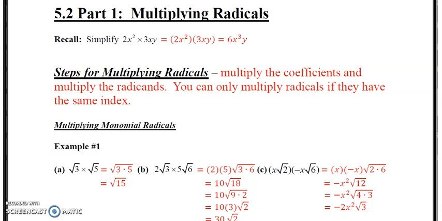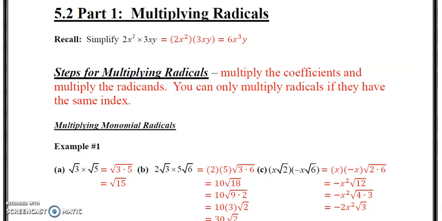Let's recall back to when you first started to multiply variables. Remember, when we have different variables, we multiply those separately. So for example, in the first one we have 2x squared multiplied by 3xy. We don't use the x symbol for multiplication anymore, since x is a variable, so that should be written with brackets.